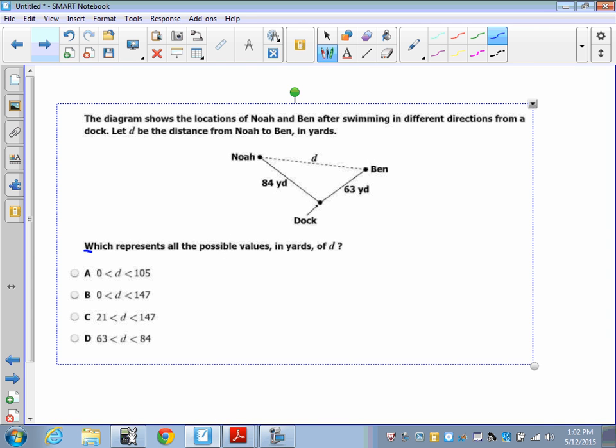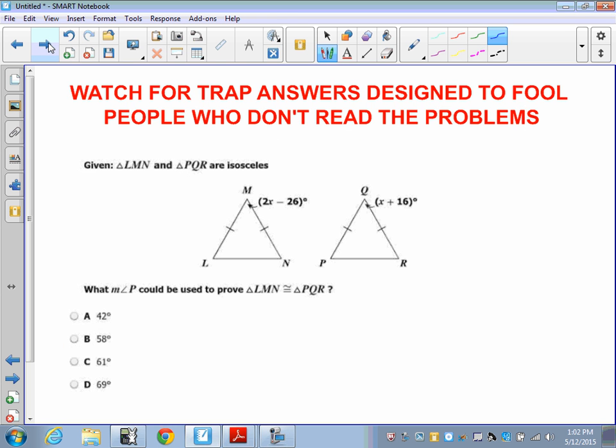So this is a final one that we're going to do where we have a diagram. The question word comes underneath the diagram. I don't need this because I see what D is. D is all possible values. It's told to me right here, which represents all the possible values in yards of D. So if we use that strategy, it should be able to help us solve these problems.